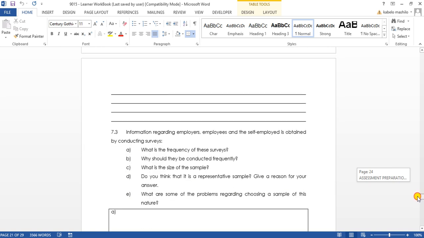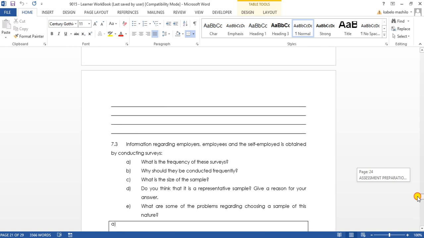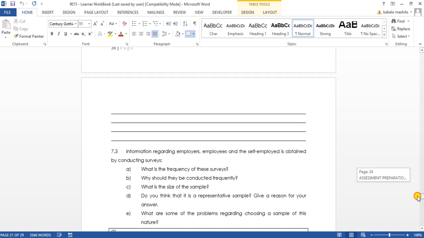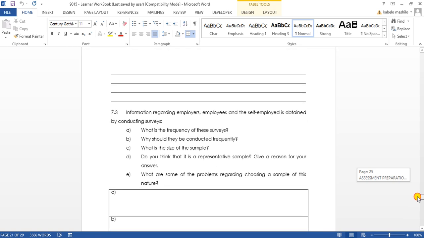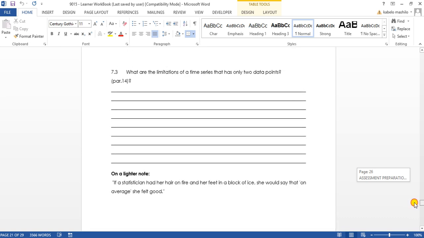Information regarding employees, employers, and the self-employed is obtained by conducting surveys. A, what is the frequency of these surveys? B, why should they be conducted frequently? C, what is the size of the sample? D, do you think that it is a representative sample? Give a reason for your answer. What are some of the problems regarding choosing a sample of this nature? And do that. 7.3, what are the limitations for a time series that has only 2 data points?